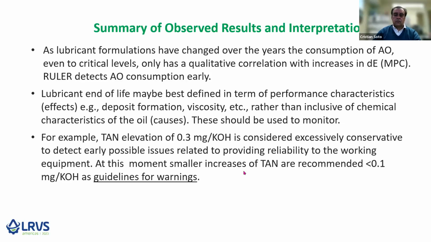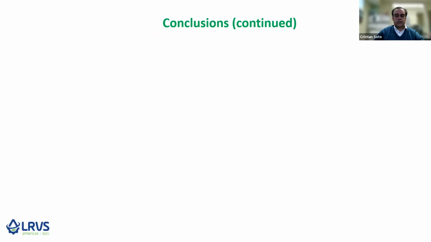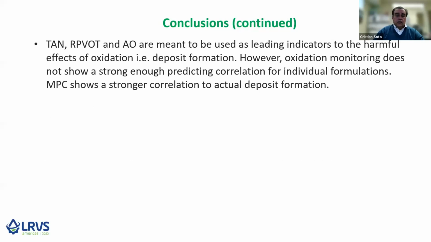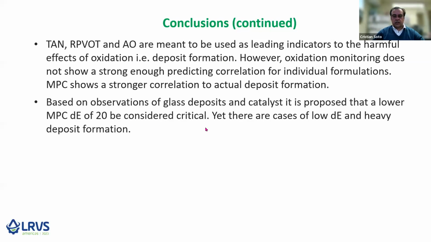One tool that we often use historically has been the acid number, and perhaps this number needs to be reduced. As you saw, even at 120 degrees, we don't typically see significant acidification, and it's recommended that this number may be reduced to 0.1 milligrams KOH. TAN and RPVOT are meant to be used as leading indicators, but oxidation monitoring for individual lubricants does not have a strong enough predicting correlation to individual formulations, and we saw that MPC does show a stronger correlation.